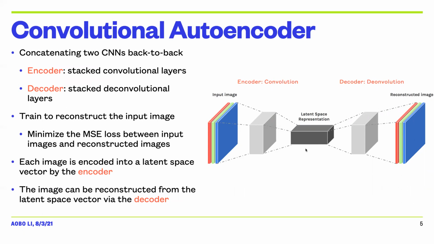The convolutional autoencoder is trained to reconstruct the input image from the latent space vector. When we train it, as I mentioned earlier, we are minimizing the mean square error loss between the input images and the reconstructed images. So each image is encoded into the latent space vector by the encoder, and it can be reconstructed by the decoder.